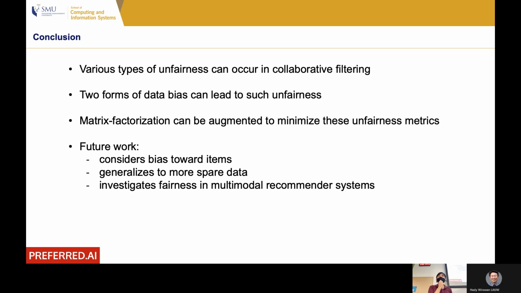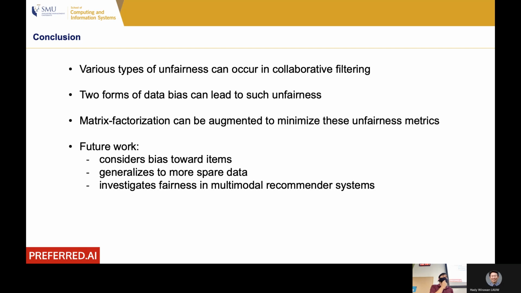A few future works can be considered. This one, we only consider the bias in terms of users, right? But we don't consider bias towards the items. Items also have different groups, and they also have different kinds of bias. And for the experiments they did, the dataset is quite dense. So not sure whether this would have the same observation when we generalize to more sparse data.